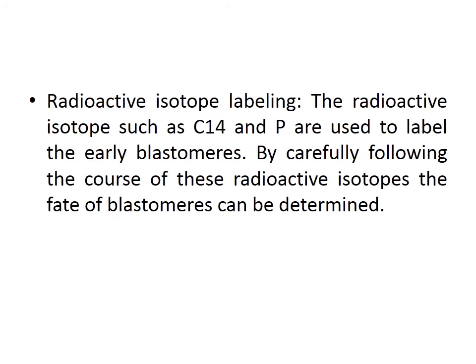Radioactive isotope labeling is the other one, or the modern one. The radioactive isotopes such as C14 and P32 are used to label the early blastomeres. By carefully following the course of these radioactive isotopes, the fate of blastomeres can be easily determined.